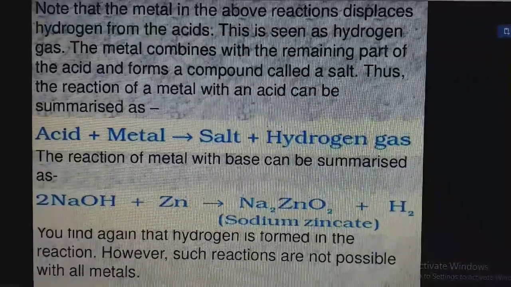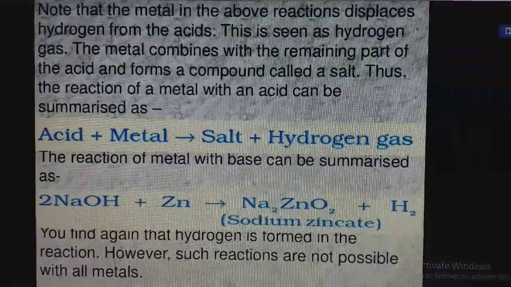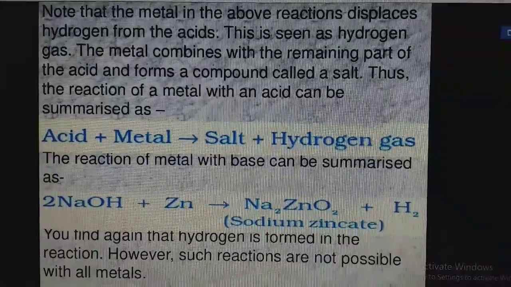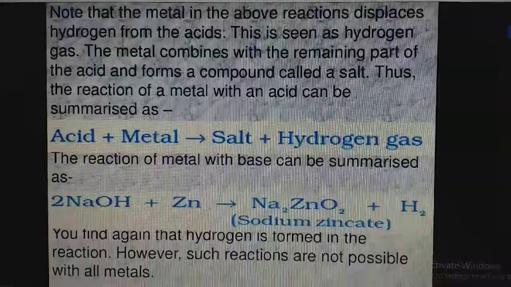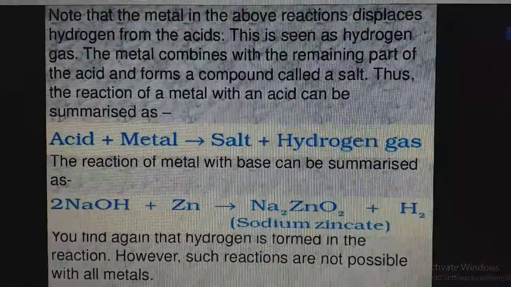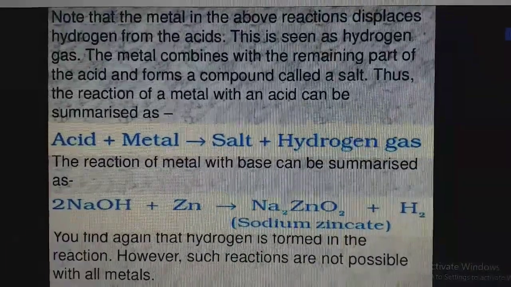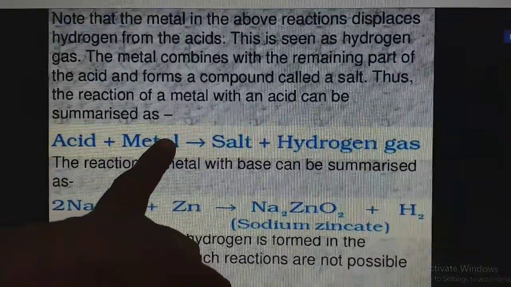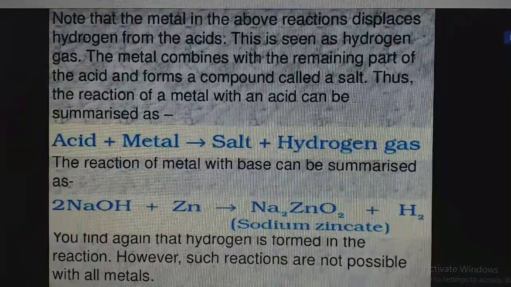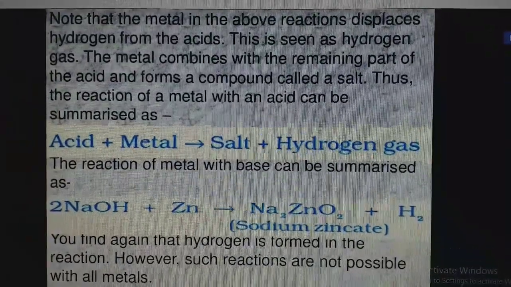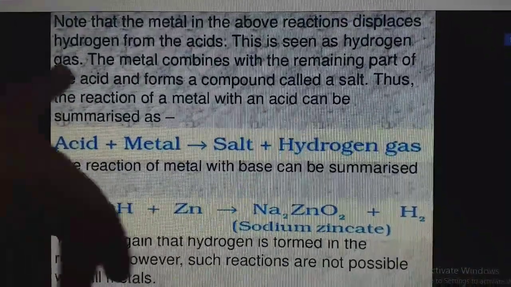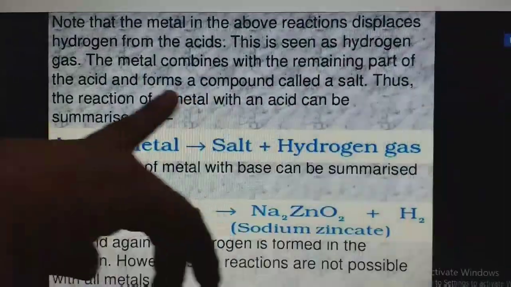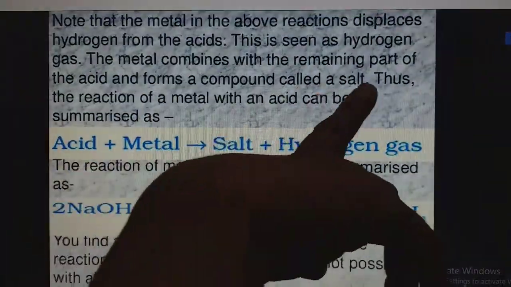Now note that the metal in the above reactions displaces hydrogen from acid. In the first chapter we discussed displacement reactions, so here also displacement occurs. Your zinc metal is highly reactive, so it displaces hydrogen from sulfuric acid and hydrogen gas is liberated. The metal combines with the remaining part of the acid, forming a compound called a salt.